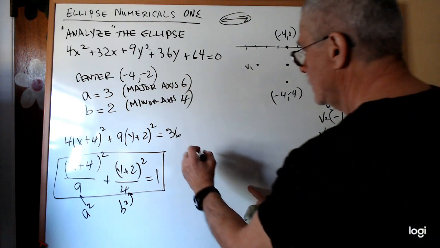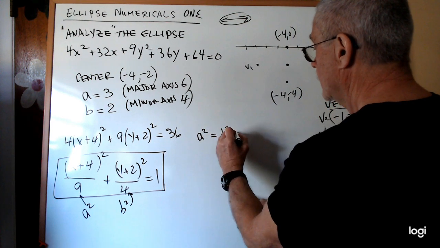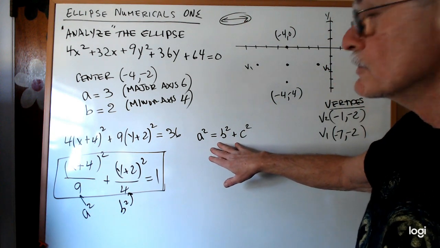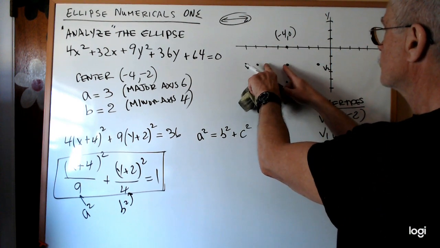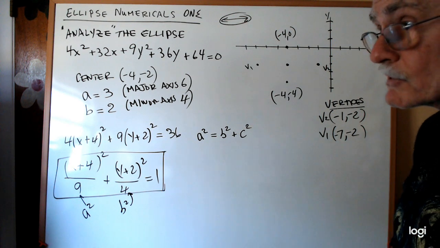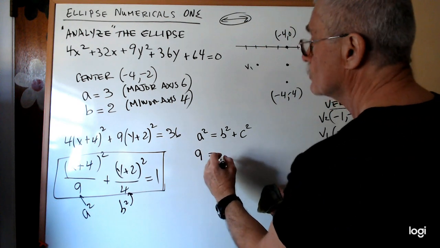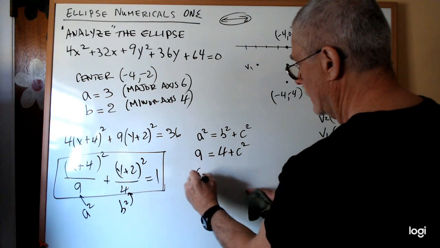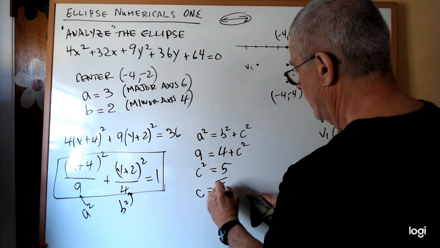Let's find C. We're supposed to know, with an ellipse, the relationship between A squared, B squared, and C squared, because A is this length, and C we'll find is going to be shorter, so that's why A squared is by itself. It's the greatest length. So A squared is 9, B squared is 4, and C squared, we'll work this out, C squared is 5, so C is the square root of 5.